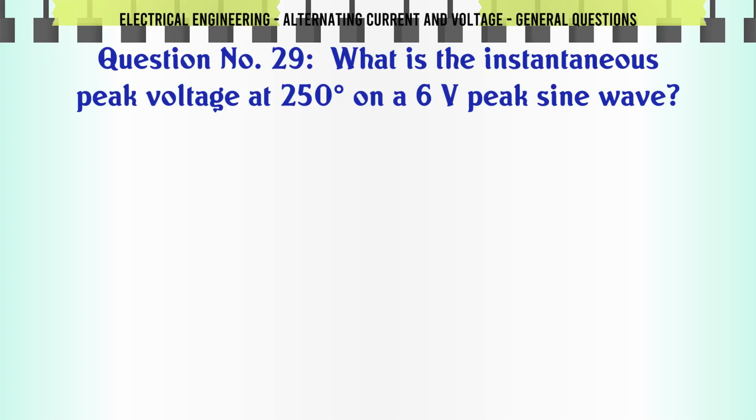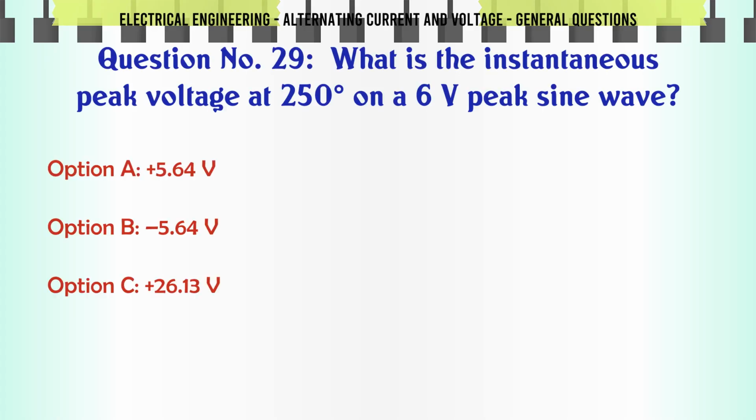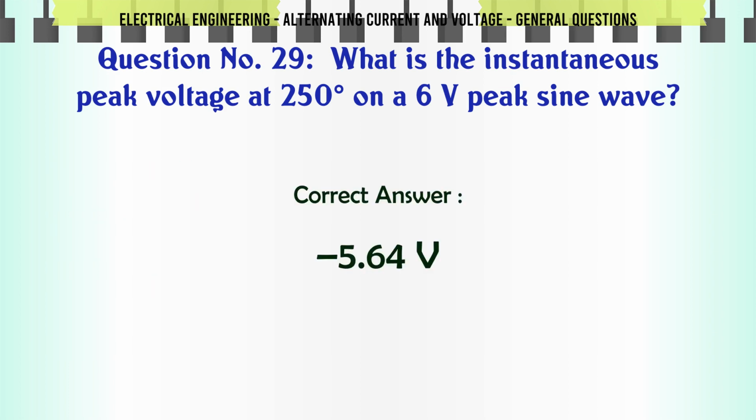What is the instantaneous voltage at 250° on a 6 V peak sine wave? A, 5.64 V; B, 5.64 V; C, 26.13 V; D, 26.13 V. The correct answer is 5.64 V.